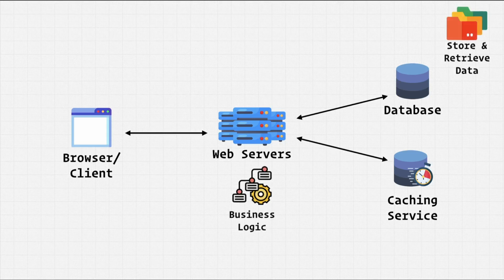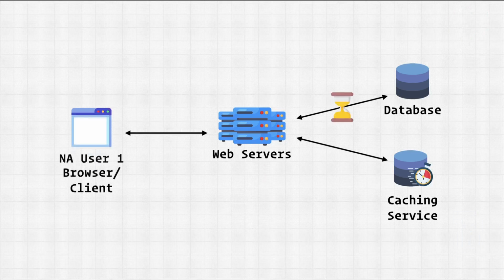So going back to our example, web servers, again, apply business logic when it comes to the actual performance of what we're trying to get. Databases store and retrieve data. We can even say that it stores and retrieves all of our data. Our caching service caches specific data. So with this in mind, let's go back to our example. We know that we have our first North American user. So at this point, our caching service is empty.